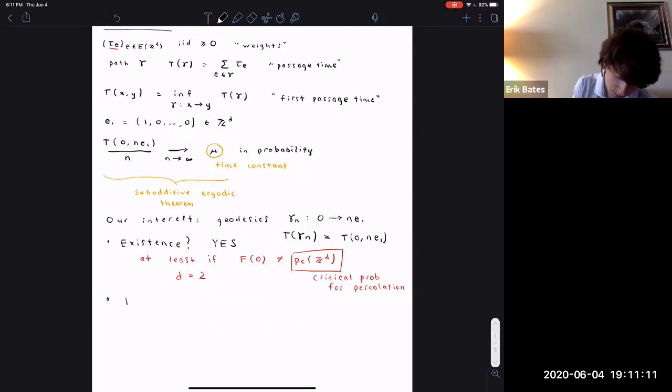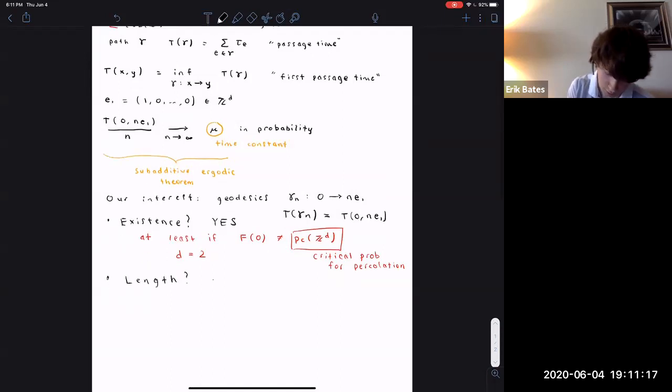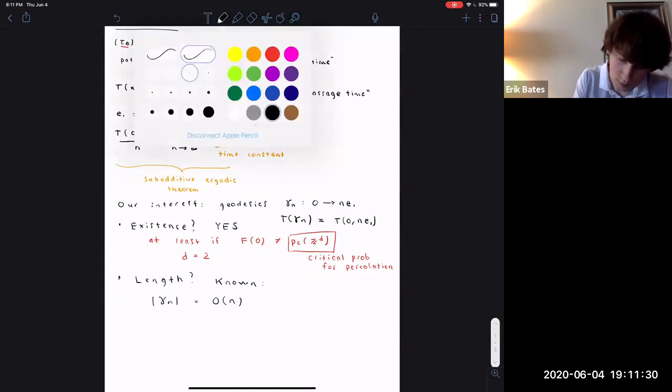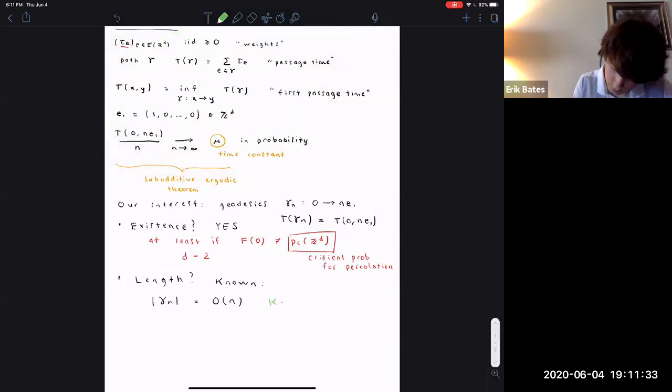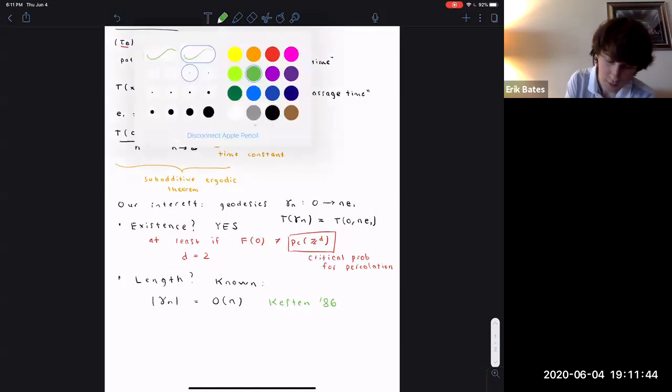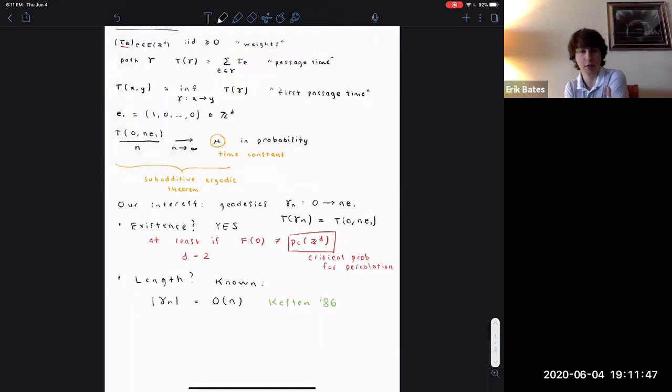So the next question that you might ask is, what about their length? How long are geodesics? Just to give us a preliminary sense, to match some intuition, what is known is that the length of gamma n, where again I'm thinking of gamma n as a geodesic between 0 and n e_1, is of order n. This is a result of Kesten. And I'm going to cite implicitly here his book from '86, which is a wonderful resource if you're interested in FPP. It's still a go-to for any specific FPP fact you want to know.